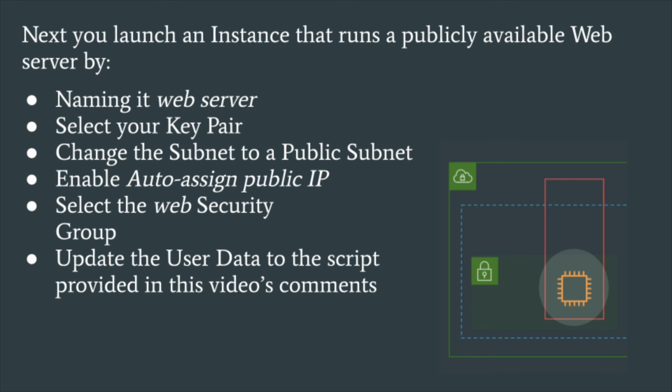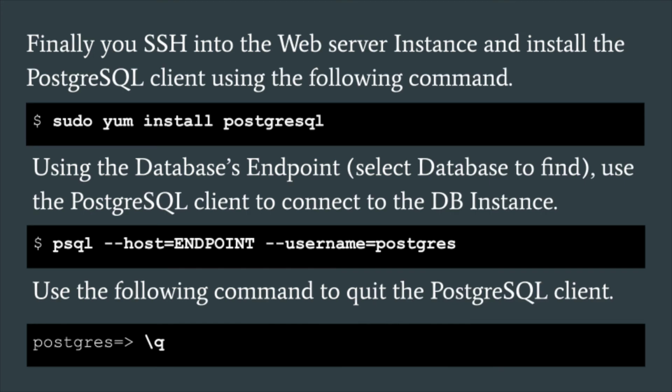Next, you launch an instance that runs a publicly available web server with the provided properties. Finally, you SSH into the web server instance and install the PostgreSQL client using the provided command. Using the database's endpoint, use the PostgreSQL client to connect to the DB instance.